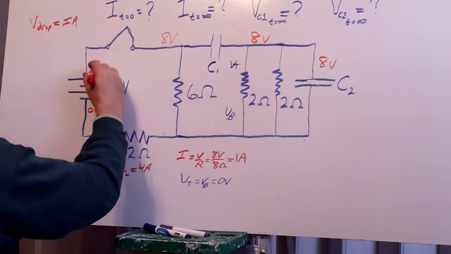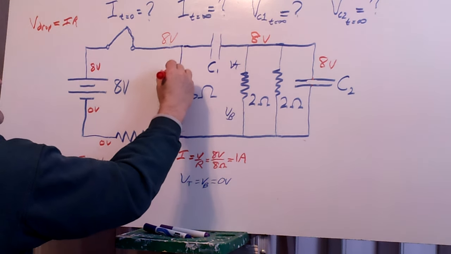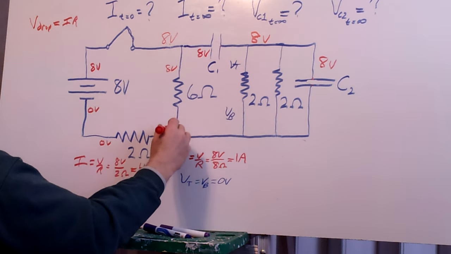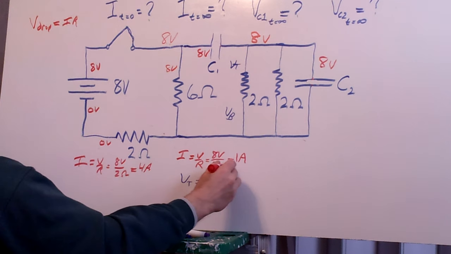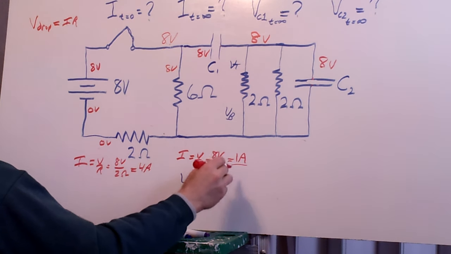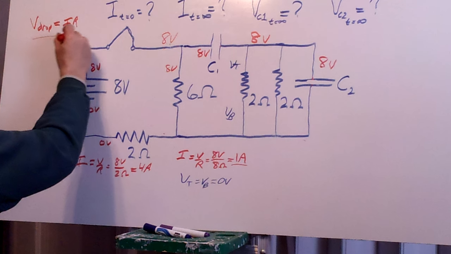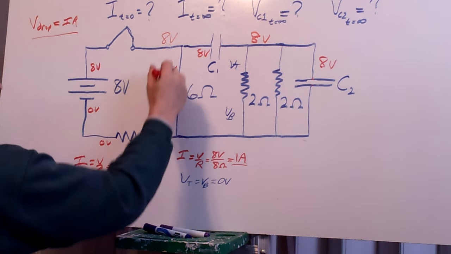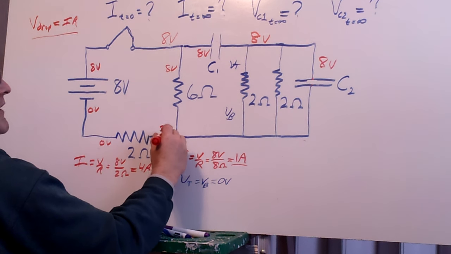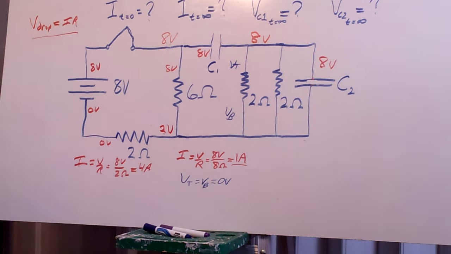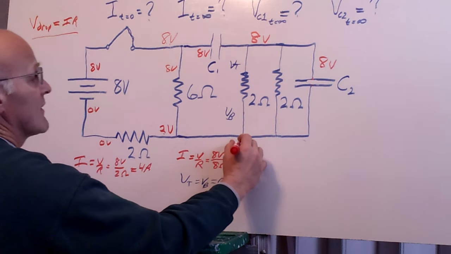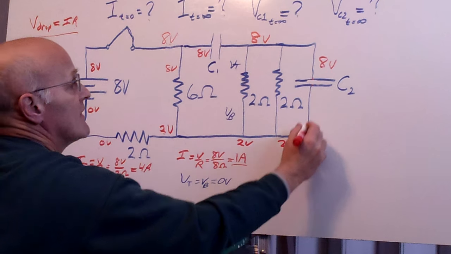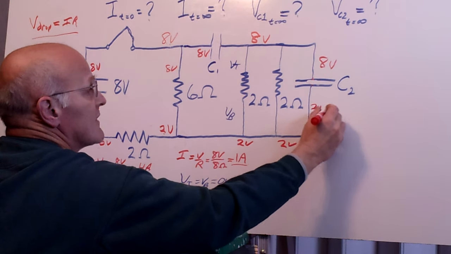we can go ahead and label what our voltages are going to be. And so we're going to have 8 volts here, 8 volts here, 8 volts there. And now we're going to lose voltage across this resistor because we have 1 amp of current running through it. So 1 amp times 6, if we use our V drop equals IR, I have 1 amp, 6 ohms, I'm going to lose 6 volts across this resistor, or I'll have 2 volts remaining at the bottom. And so I have 2 volts here, 2 volts here, 2 volts here, and 2 volts here.